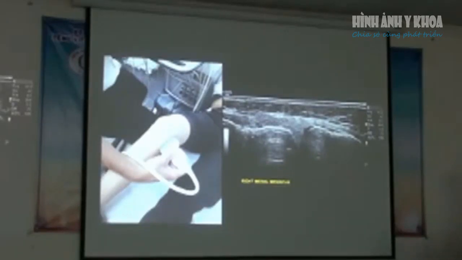Gối gấp nhẹ. And you can see here, this is a normal appearing medial meniscus, so it's a triangular wedge-shaped structure. Đây là cấu trúc hình tam giác của sụn trên trong. And it's lying deep to the medial collateral ligaments that sit just over the top. Và cái sụn trên trong này nằm dưới của dây chằng bên trong.